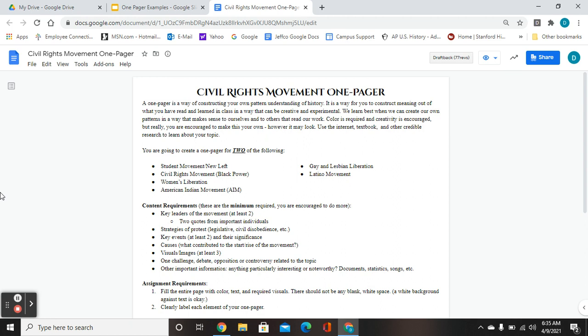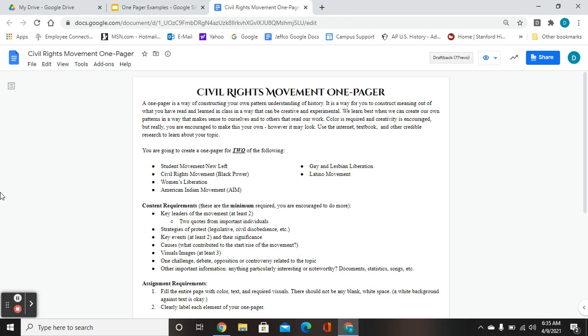Include one challenge or debate or opposition or controversy related to the topic. What's something that they did, or something that they proposed, or something that they wanted that was controversial? Because certainly everything that they were behind, either at that time or currently, is somewhat controversial. And so address that. And then also include other important information, anything that was interesting or noteworthy, or anything that pertains to that civil rights movement.